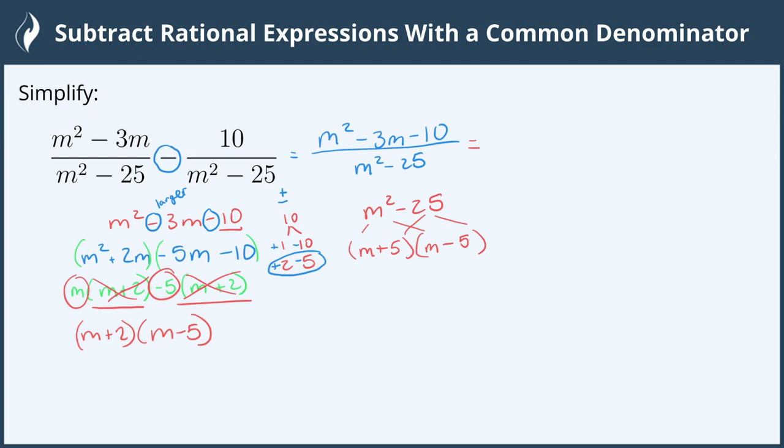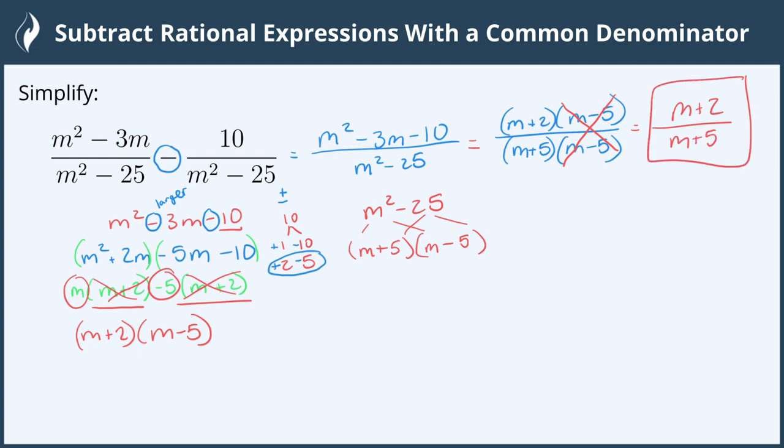So we can replace our original with the factored form of both of these, m plus 2 and m minus 5 for the numerator, and m plus 5 times m minus 5 for the denominator. Now we'll look for anything in common that we can simplify, and because we have m minus 5 and m minus 5, those will cancel, leaving us with m plus 2 over m plus 5. And now we're all done.